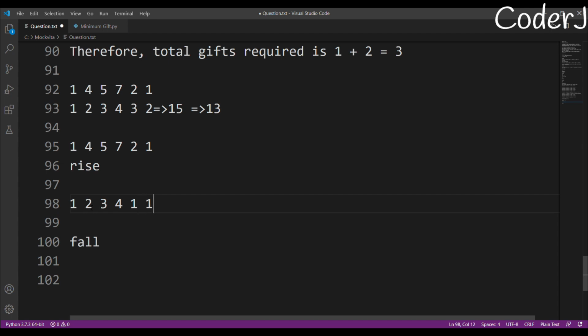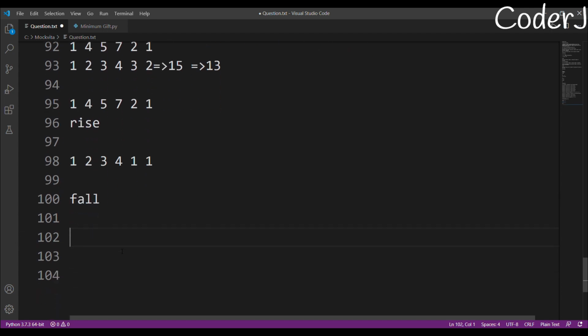Okay. So now we have successfully solved our rise part. Now let's come to the fall part. In the rise part, I was going in increasing order. In the fall part, I'll come in decreasing order. I'll compare this value of 2 with the value of 1. Is 2 greater than 1? If it is, then increase the value of the current element by 1. Very simple, right?